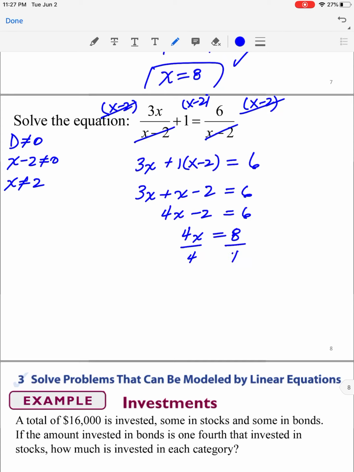4x equals 8 when we add 2 to each side. Divide each side by 4. And x equals positive 2. But look, at the very beginning, we said x cannot equal positive 2. But the only solution that we came up with is x equal positive 2. So you cannot equal and not equal at the same time. So you would say there is no solution.